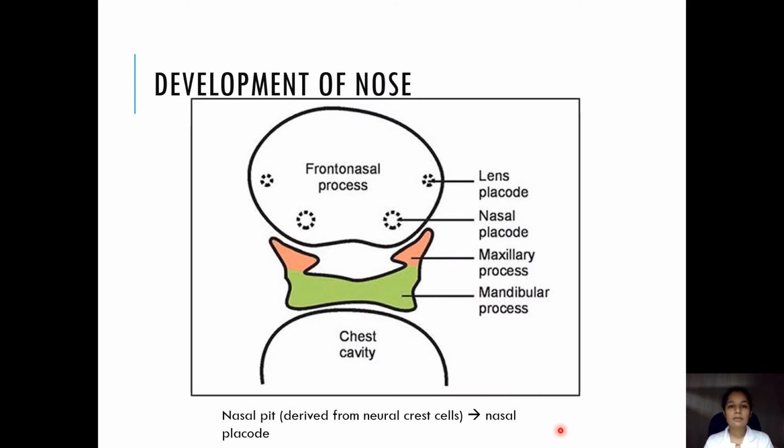Starting from development of the nose or embryology of the nose. So in formation of the nose, the cells are derived from the neural crest cells, which form the nasal pit. They enlarge to form the nasal placoid. These nasal placoids enlarge to form medial and lateral nasal prominence. There is maxillary process and the mandibular process. Lateral and superior to this nasal placoid is the lens placoid, which forms the orbit.